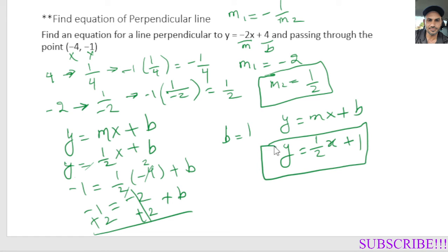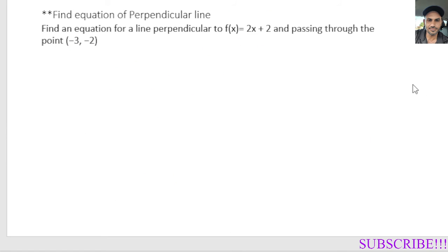So these two lines are perpendicular to each other. This line is the perpendicular line to this line and is passing through this point right here. It has a slope of 1/2 and the y-intercept is equal to 1. All right, now let's go to the next example and do the same thing for that line.